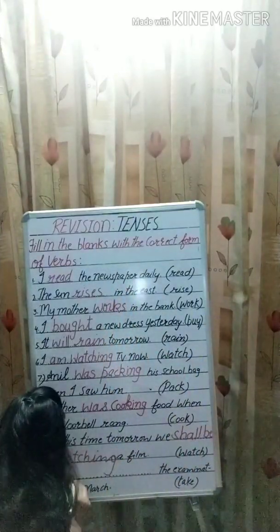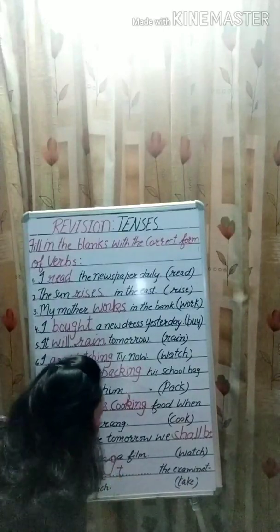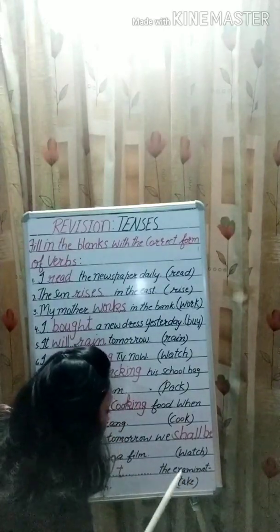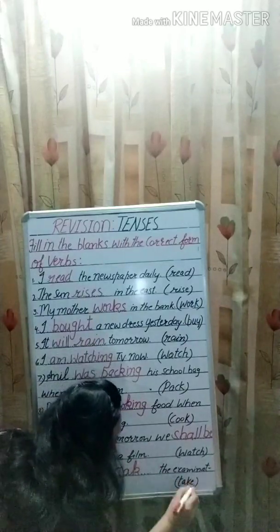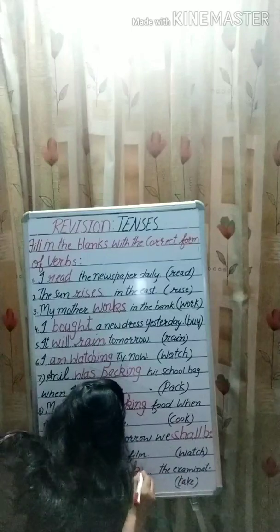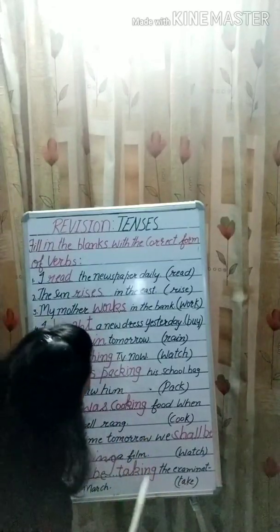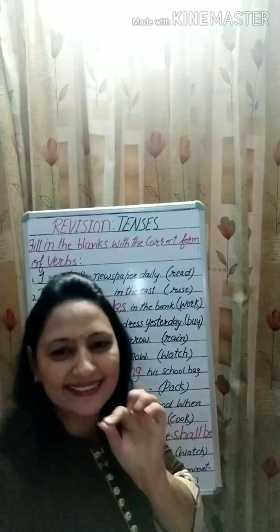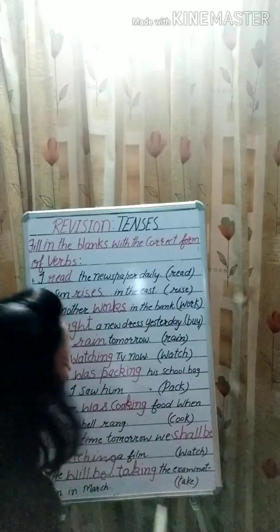He will be. Now we have verb take. So to make it ing form of verb, I am going to delete ke, and I am going to add ing. Now the ing form of verb of take is taking. Now let us read this sentence. He will be taking the examination in March.